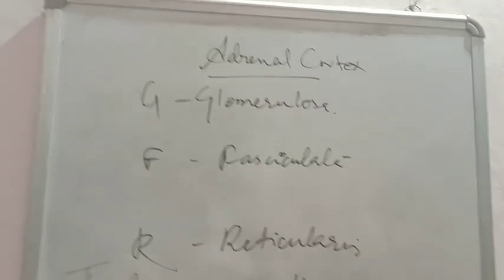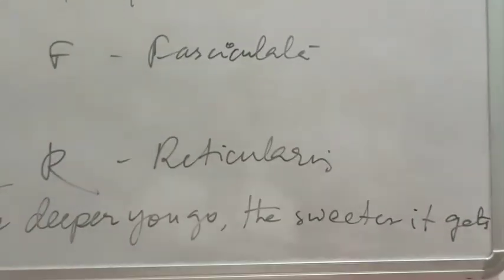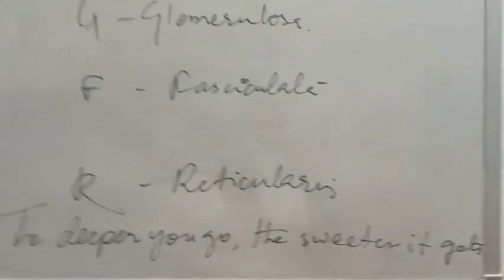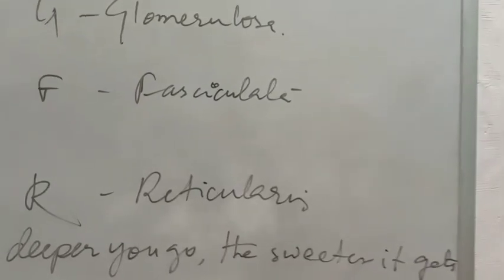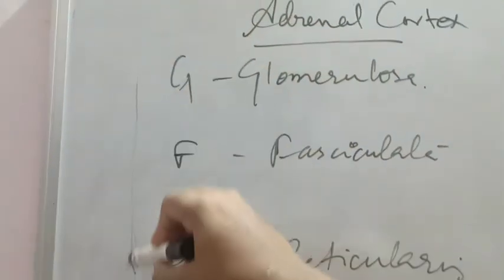And there is a mnemonic which is found in foreign author books for the hormones of each layer. That is, the deeper you go, the sweeter it gets. And this mnemonic you will not find in Indian author books. Why? You will know very soon. So the deeper you go, the sweeter it gets. So this is actually outside to inside. Okay. Outside to inside.